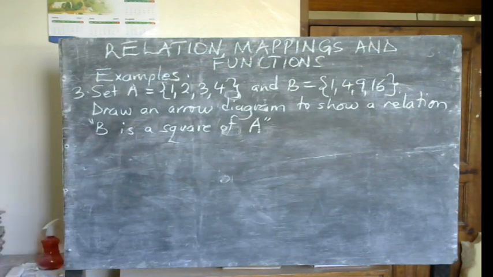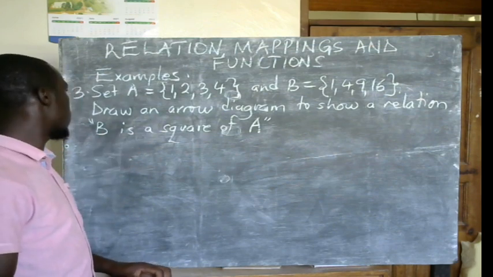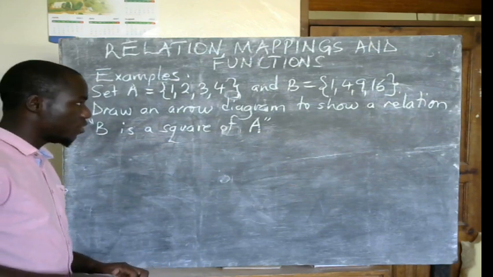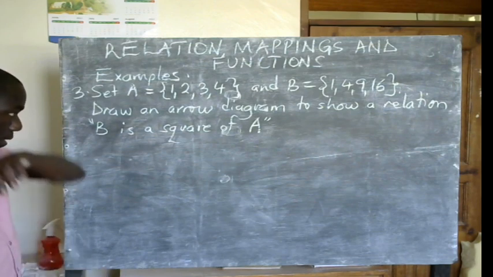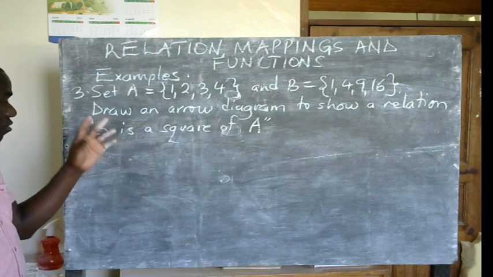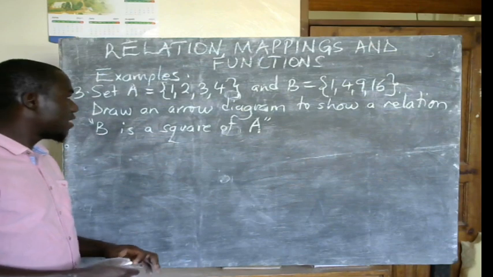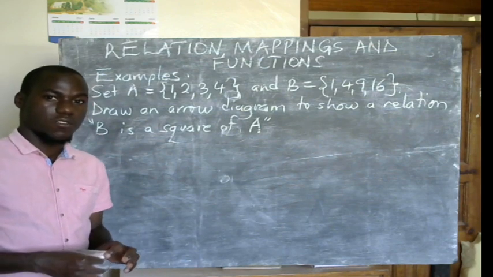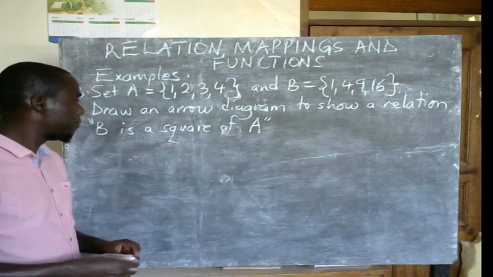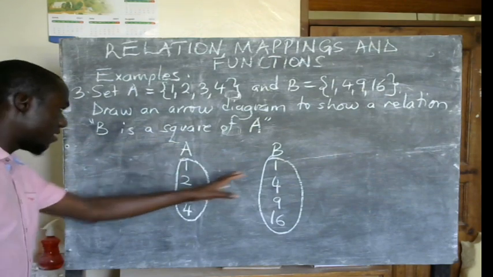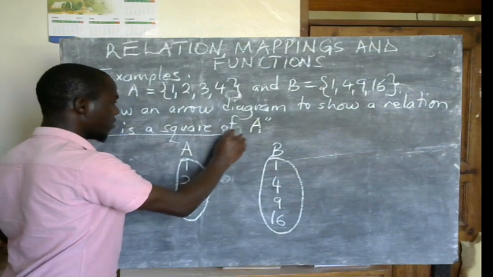Now example 3, set A is equal to 1, 2, 3, 4, and set B is 1, 4, 9, 16. Draw an arrow diagram to show the relation B is a square of A. Now here, this is going to lead us to what we call the range and the domain. Set A, we're going to be referring to as a domain, and then set B shall always be referred to as the range. So I've drawn my sets there in that format. So they have said the relation should be B is a square of A.